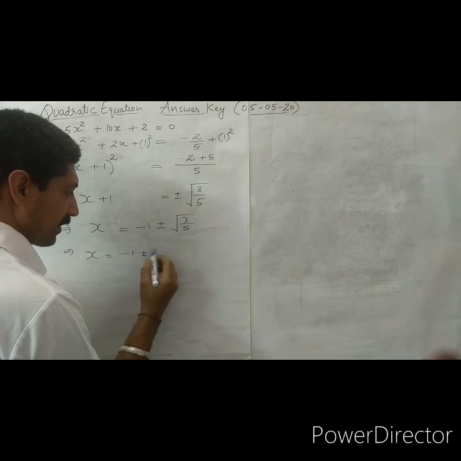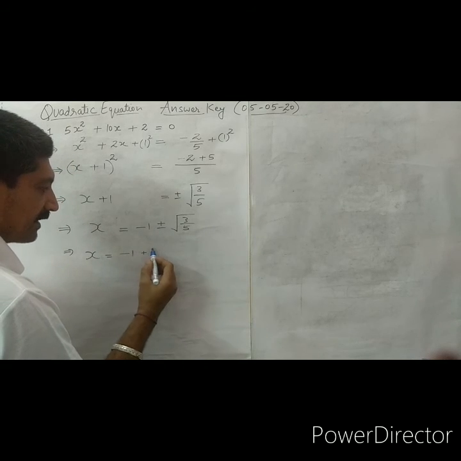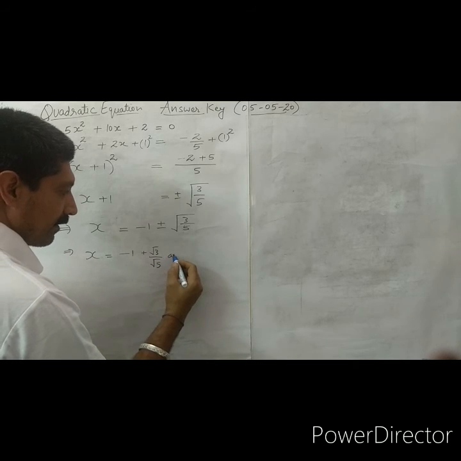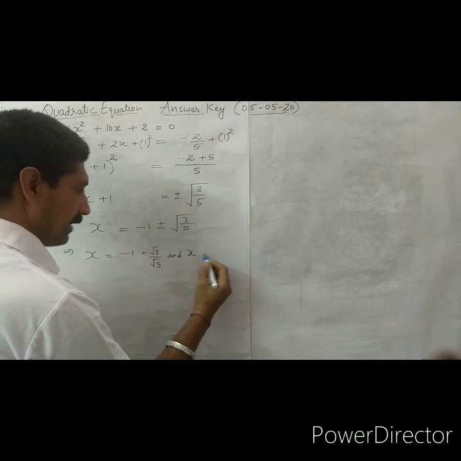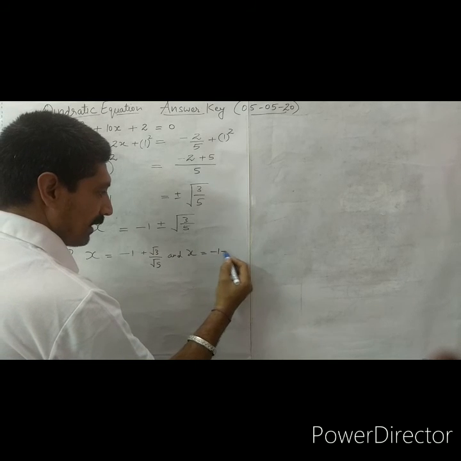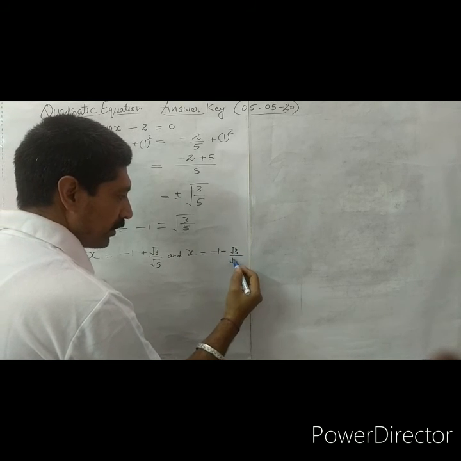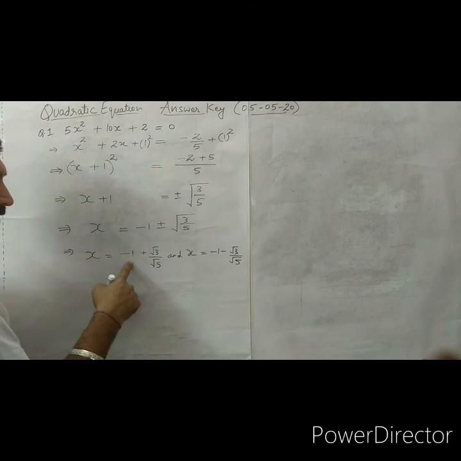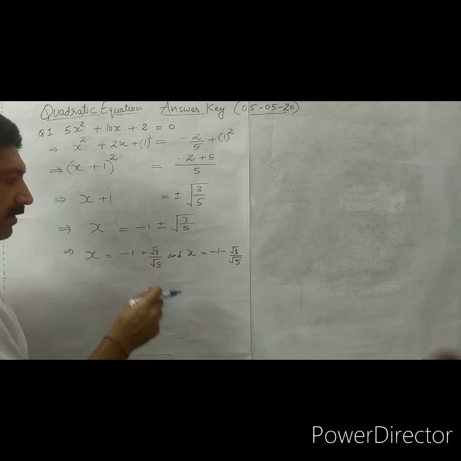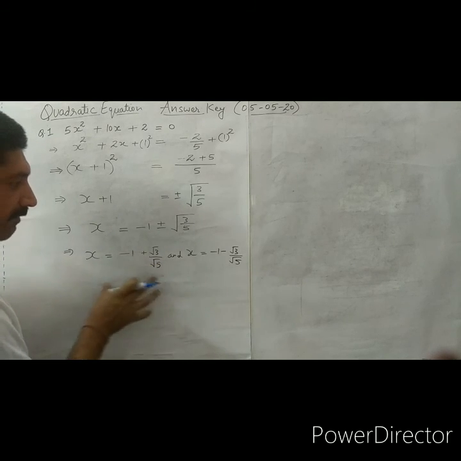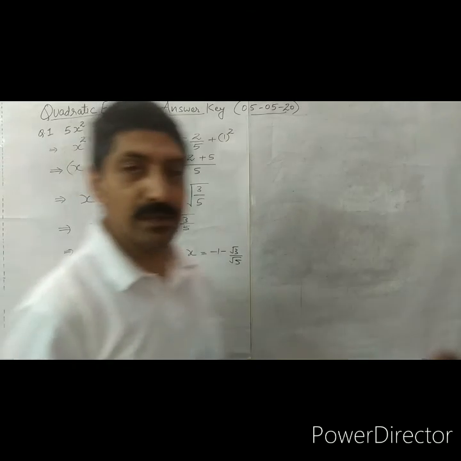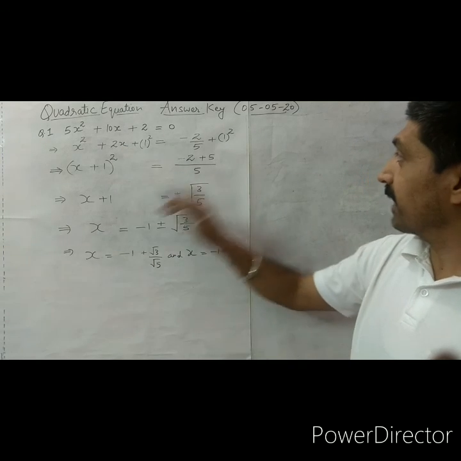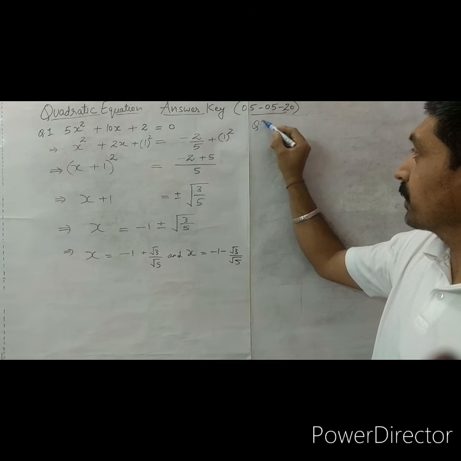Or we can further write it as either x is equal to minus 1 plus under root 3 upon under root 5, and another value x can be minus 1 minus under root 3 upon under root 5. We can even go for the LCM also, or with the help of a calculator we can find the value of x. These are the two values of x. Now on the same terms, we have another question, question number 2 here.